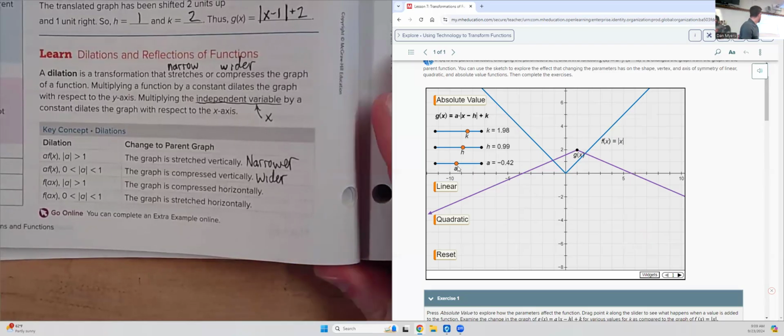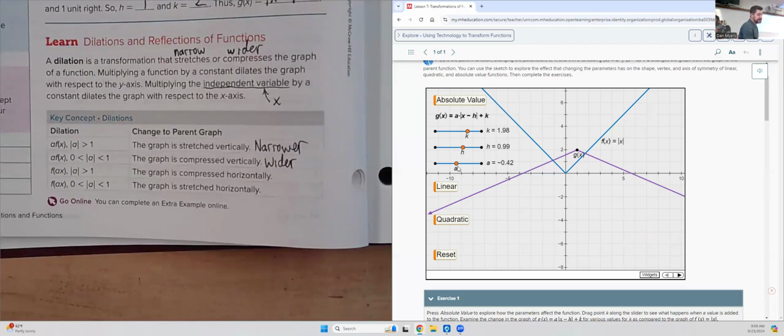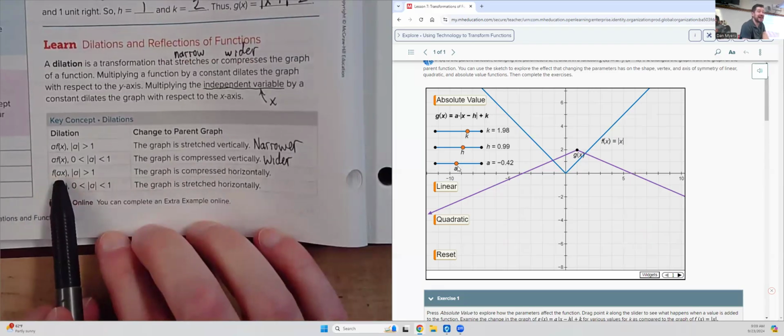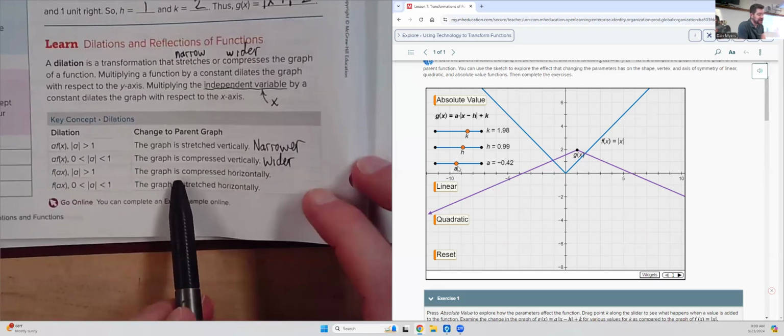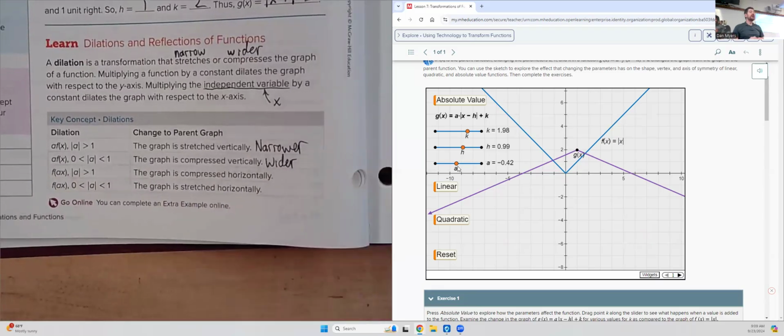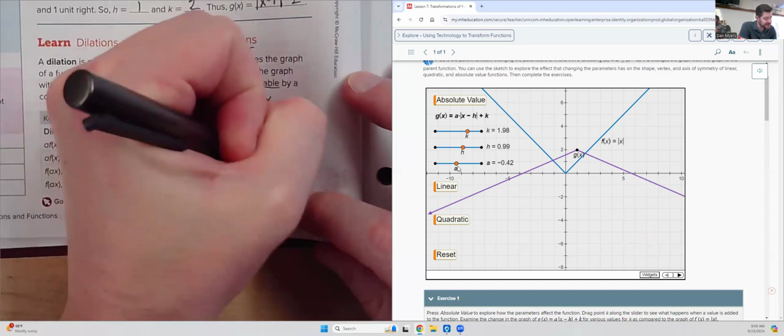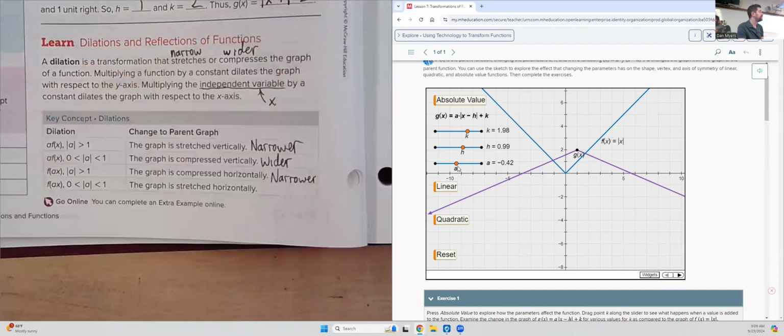On the other hand, if you are multiplying your independent variable, your x value, notice that the a is not multiplying the entire y value, it's only multiplying the x value on the inside of the group. That is going to compress the graph horizontally, which will look on the graph as narrower.